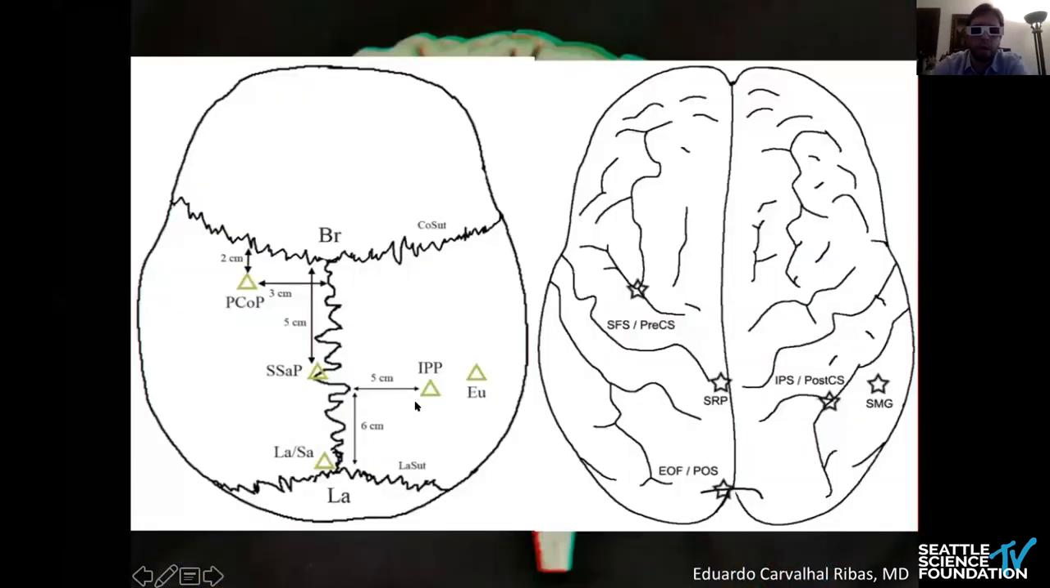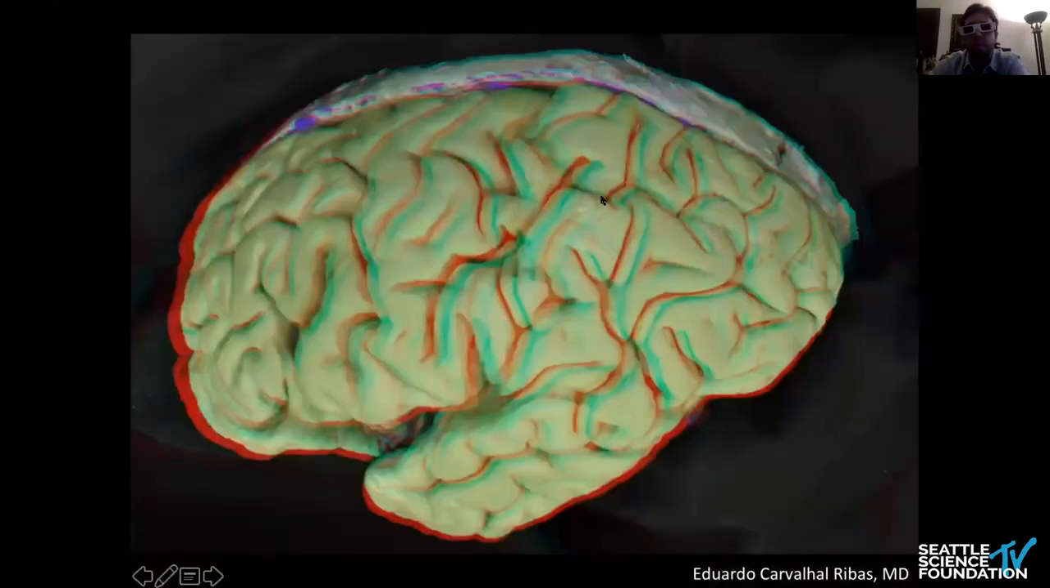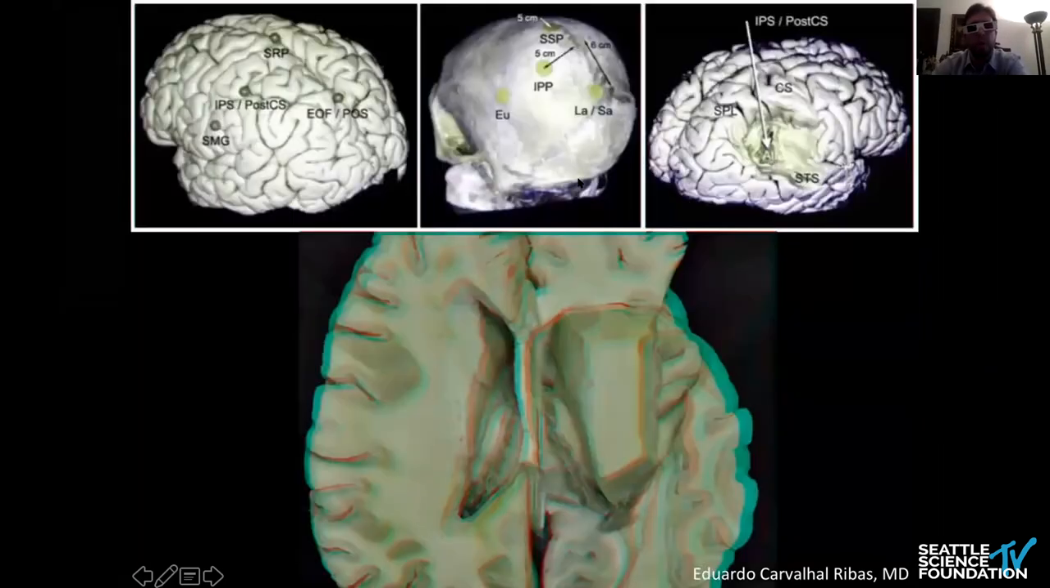Another point that the surgeon can keep in mind to position his craniotomy, and later to locate himself and find the atrium, is this connection between the intraparietal sulcus and the postcentral sulcus, which is also a point that is usually cisternal. So this is this point here, okay? The connection of the postcentral sulcus with the intraparietal sulcus is this point here. And if the surgeon goes deep at this point, he will reach the atrium. It's another way of reaching it.